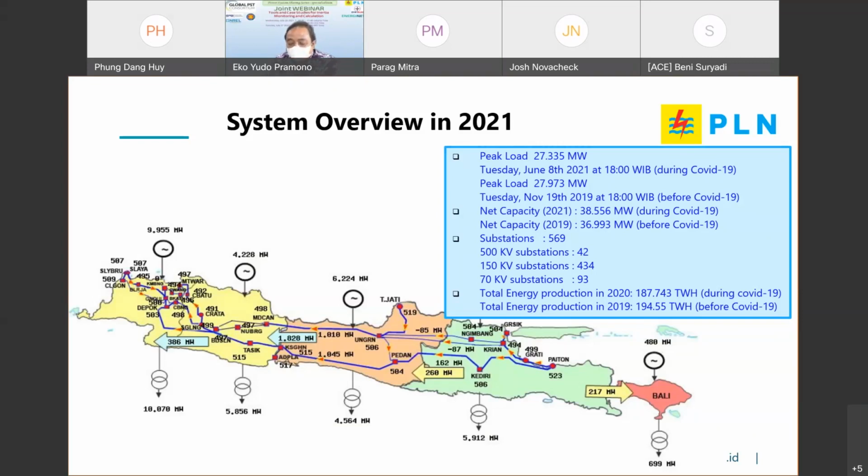The figure shows the power flow condition in the Jawa Bali system. As you can see, the load center is on the west side of Jawa Bali Island, while lower cost generation is on the east and central side. So in daily conditions, there is a large power transfer from the east to central and west Java.